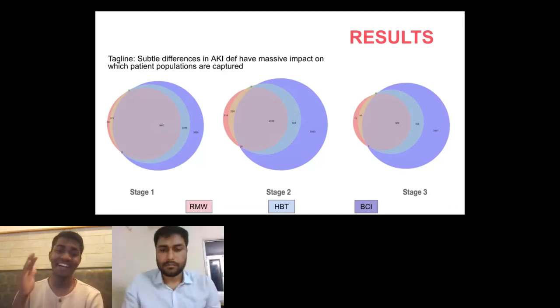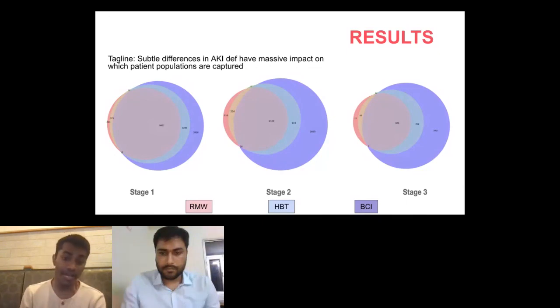Okay, all that aside, this is the main point. It's a chaotic system, right? Very subtle differences in the initial conditions or how you define acute kidney injury have massive differences on which patient populations are being captured. You can see that these numbers vary on the order of thousands. N is equal to 40,000 in this case, or there's 40,000 patients in our cohort, and you can see there's about a variance of 2,000 to 3,000 patients. So we're looking at anywhere from a 10% discrepancy, right?